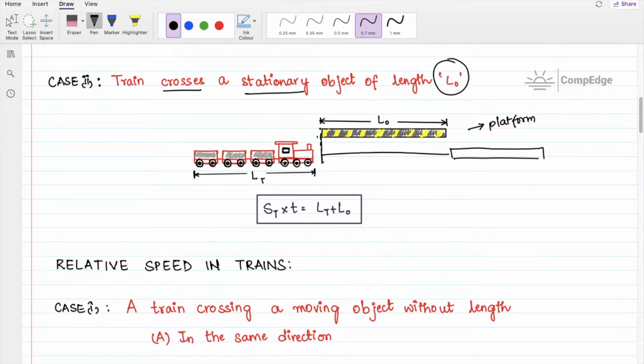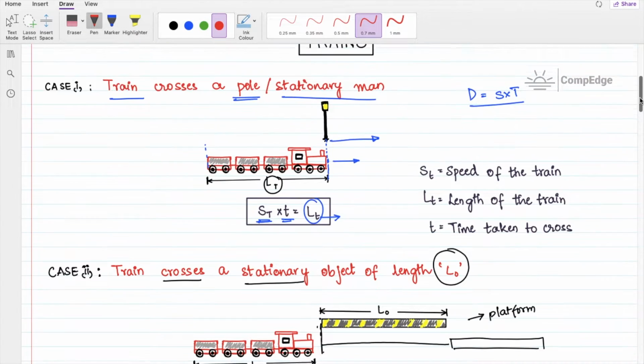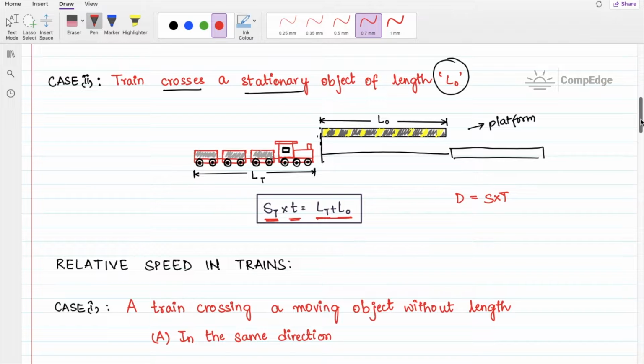So the total length covered by the train in crossing the stationary object is the length of the train plus the length of the object, and the speed of the train is st, and time, using the same relationship again, distance is equal to speed into time. Distance is equal to LT plus LO, speed is st and the time is t. So these are the two concepts for stationary objects. One is a stationary object without a length and another is a stationary object with a length.